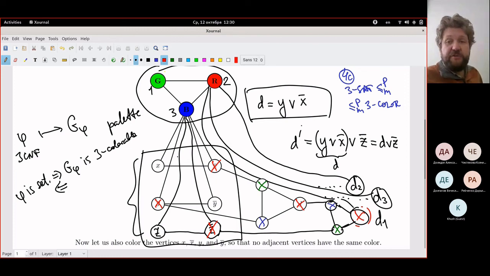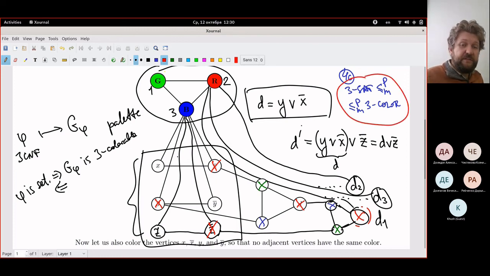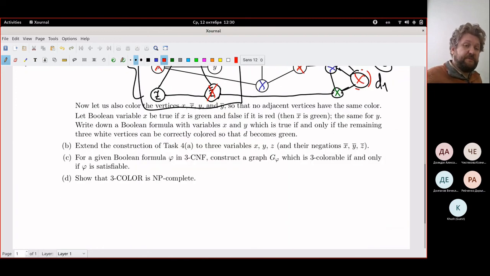So having this, we have reduced 3-satisfiability to 3-coloring. And from this, it follows the main result here, that 3-coloring is NP-complete, because by Cook-Levin, 3-SAT is NP-complete.